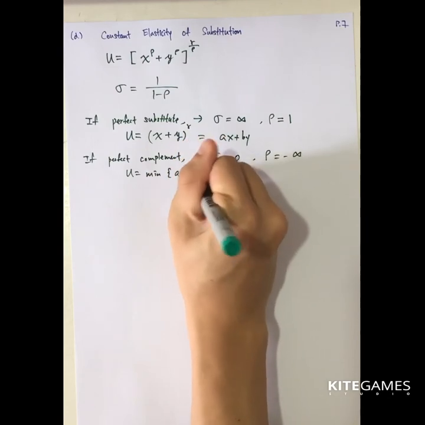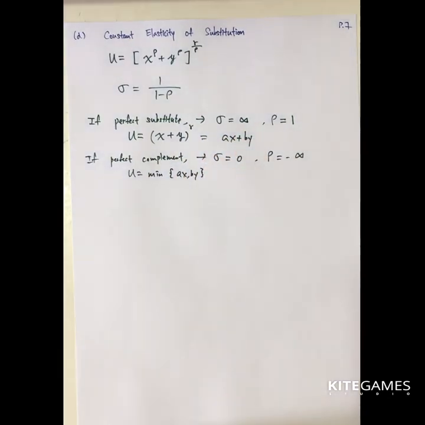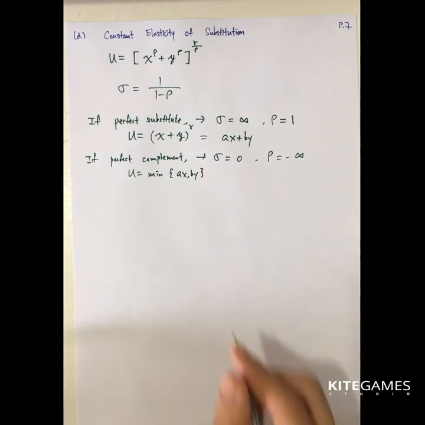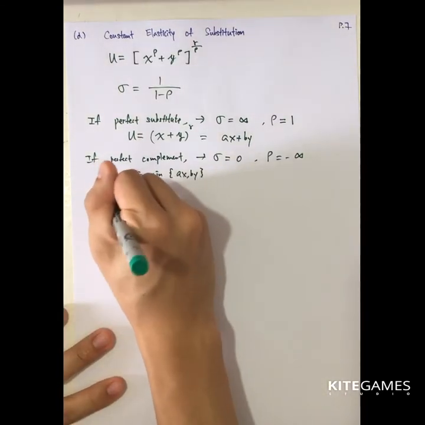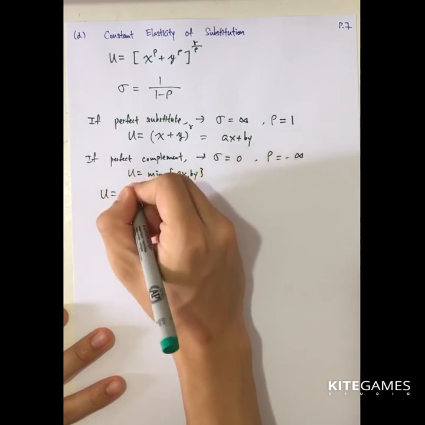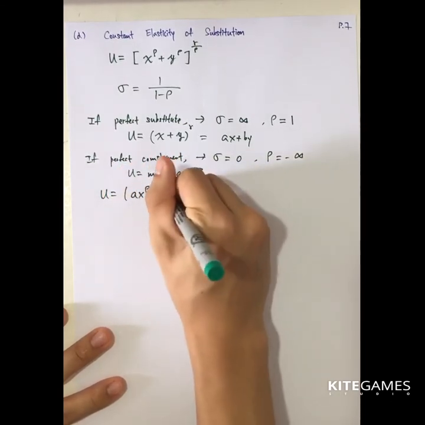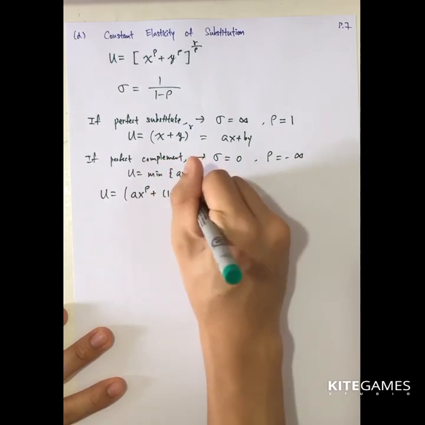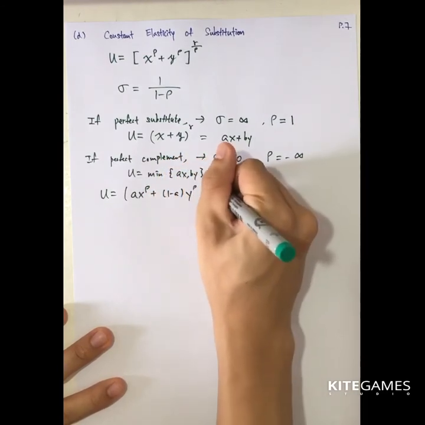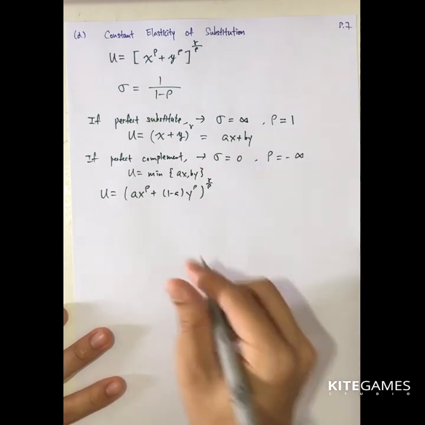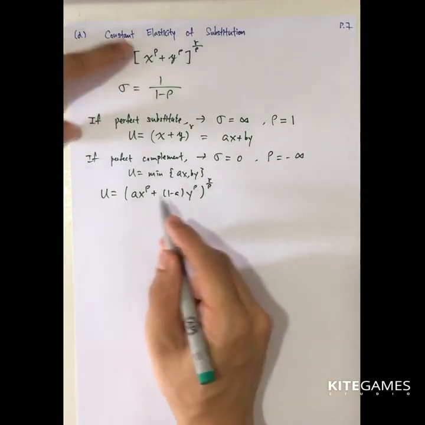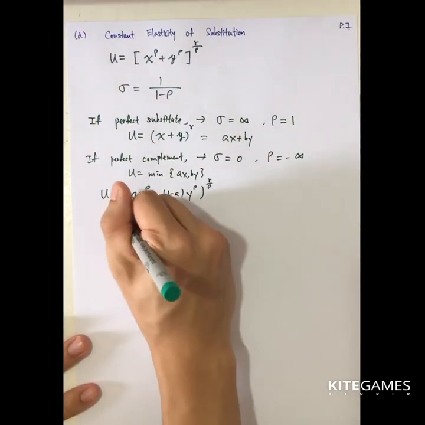Ax and by. Okay, so how to prove it? Now this is the show time. First, assume the CES utility function is in the form of (ax^ρ + (1−a)y^ρ) to the power of γ divided by ρ, by some monotonic transformation, turn to this form.